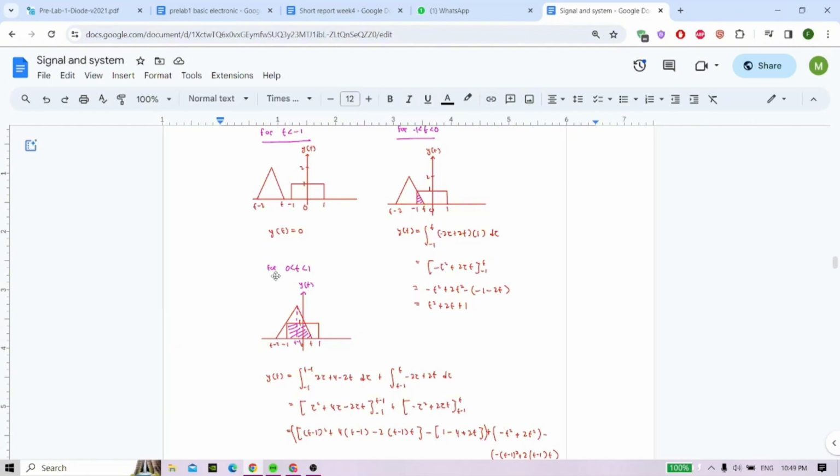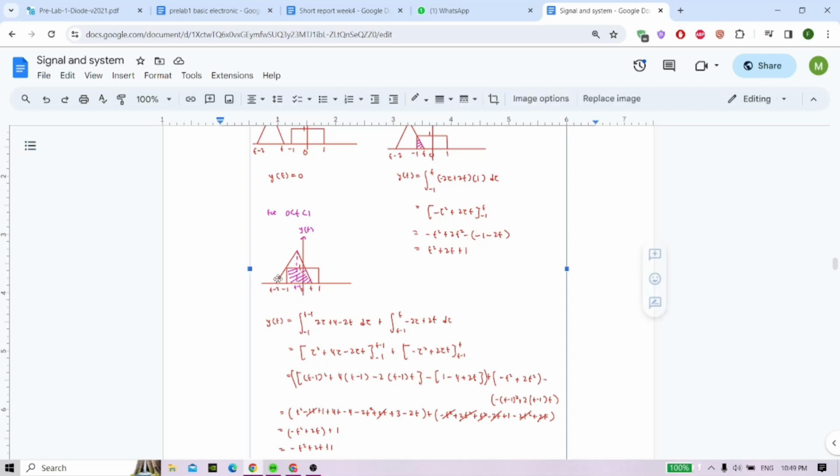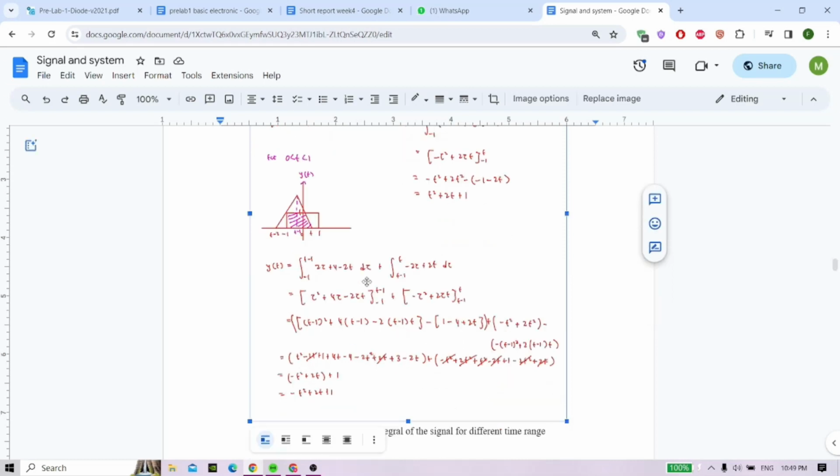And for t between 0 and 1, there's an intersection from -1 to t, but we need to keep in mind the equation of the triangle is not the same for the left side and the right side. Thus, we integrate one by one from -1 to t minus 1, and we take the equation of the left hand side, and from t minus 1 to t, we take the equation of the line from the right side, and we integrate it like usual, and we get -t squared plus 2t plus 1.